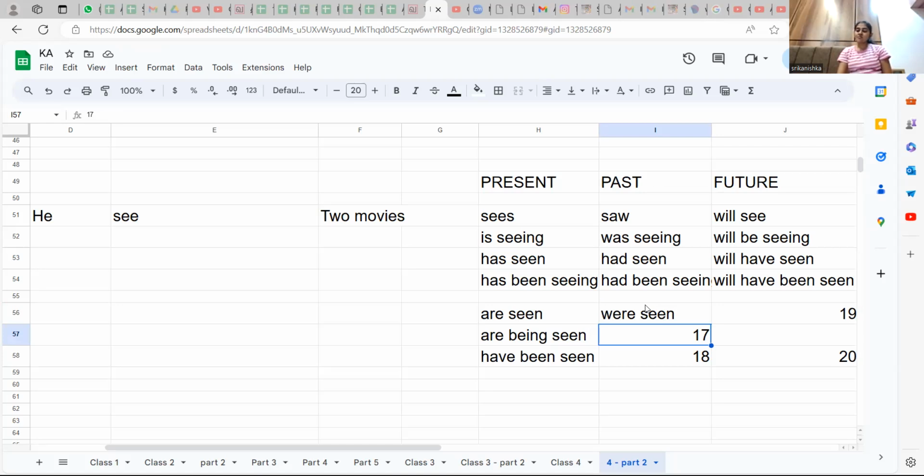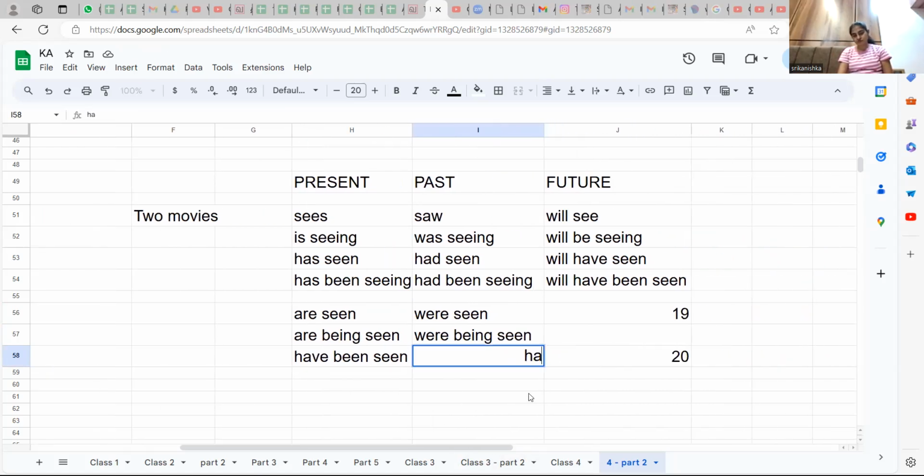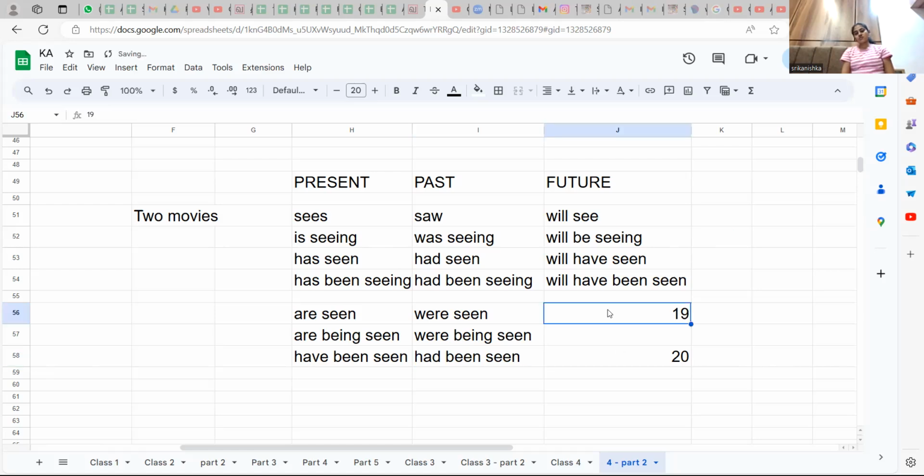Two movies were being seen. You have to complete it. Always it's going to be seen, V3. Two movies had been seen. Super. Yeah. Two movies will be seen. Two movies will have been seen. That's all. Note it down. You take your time, note it down.